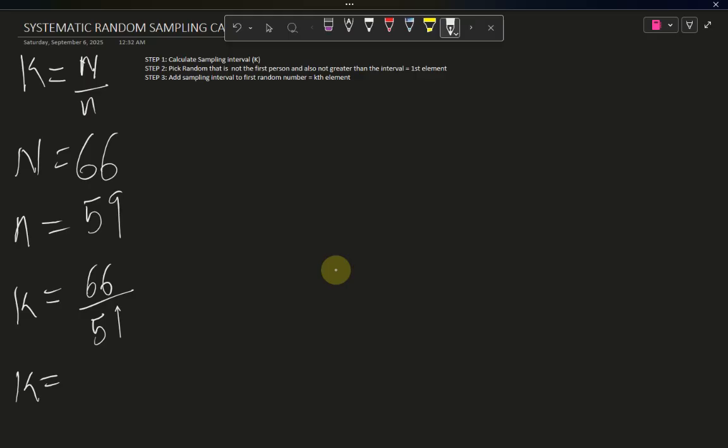Because as you can see right now, we had 1.29, which is, we also said, when you are selecting the random number, which is step 2, we can select number 1, and we can select above the sampling interval.